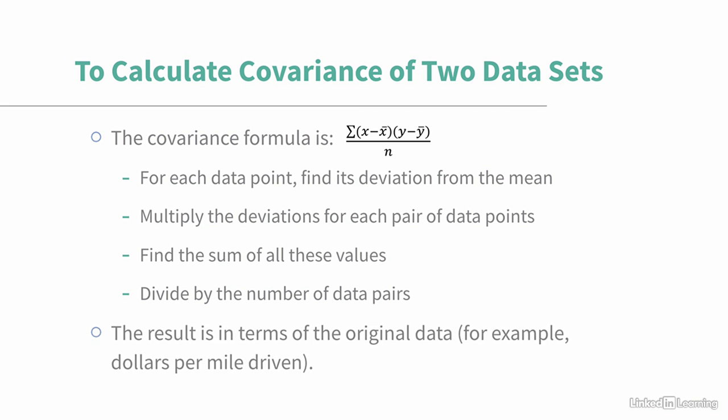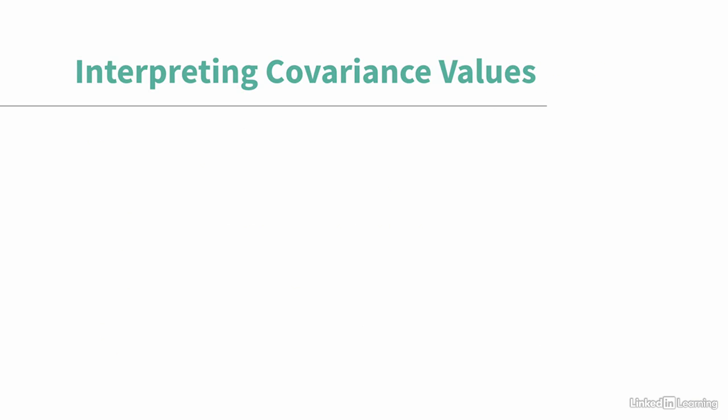And the result is given in terms of the original data, such as dollars per mile driven, or perhaps customers versus dollars spent. The next question is how you interpret covariance values. If the value is 0, which is rare but can happen, the data sets don't vary together at all.